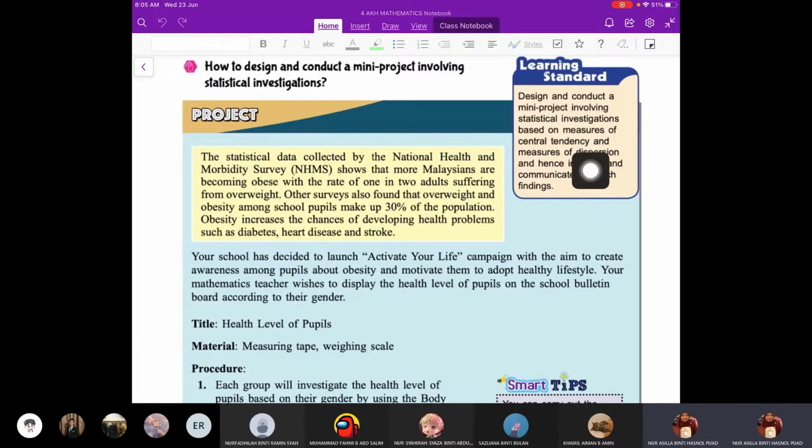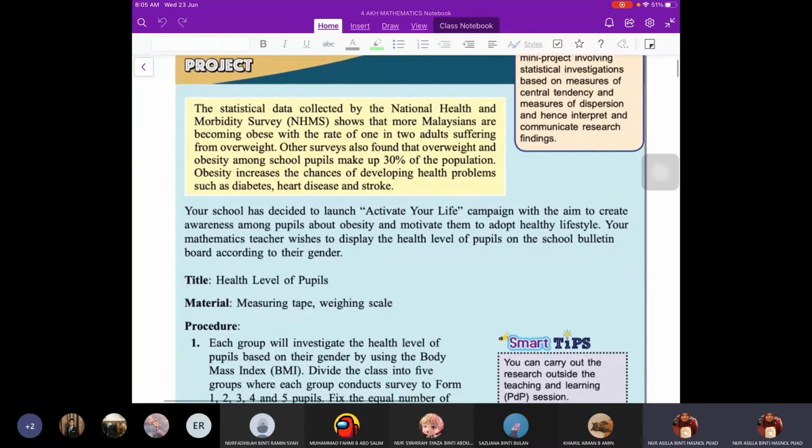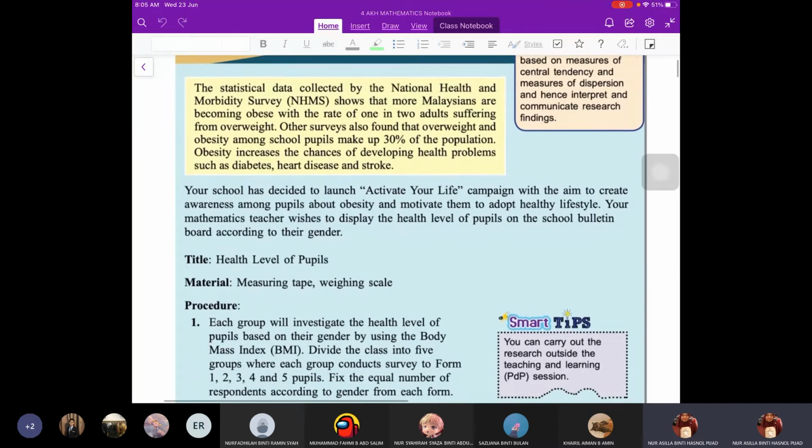Okay. So kita guna dua benda ni based on these two things. And hence, kita interpret and communicate research findings. So, daripada dua tools ni, I would say tools, kita akan gunakan untuk buat conclusion. Okay. So, let's look macam mana layout project. Ini project ni, kamu kena ada report lah for it. Okay. This is an example in your textbook.